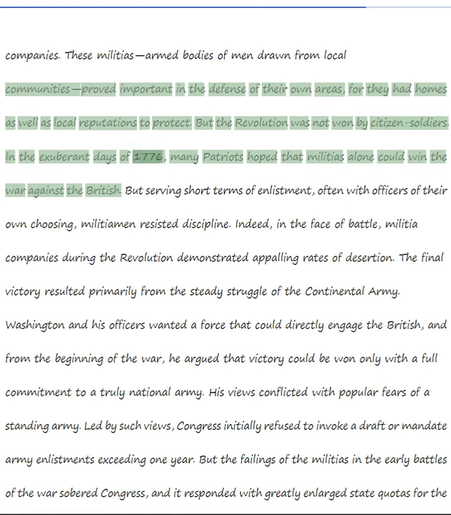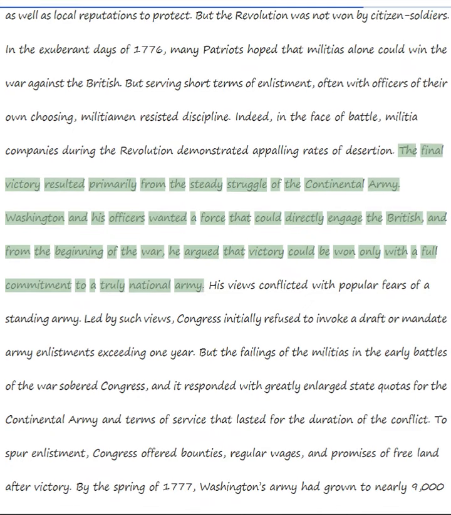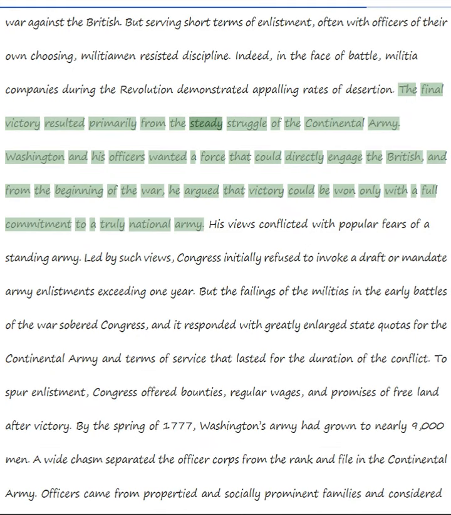In the exuberant days of 1776, many patriots hoped that militias alone could win the war against the British. But serving short terms of enlistment, often with officers of their own choosing, militiamen resisted discipline. Indeed, in the face of battle, militia companies during the Revolution demonstrated appalling rates of desertion. The final victory resulted primarily from the steady struggle of the Continental Army.